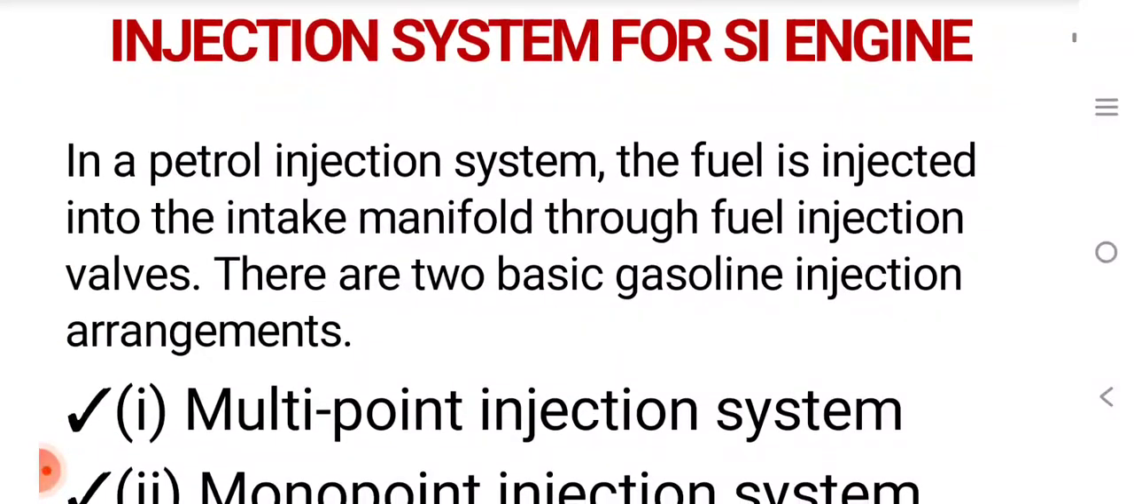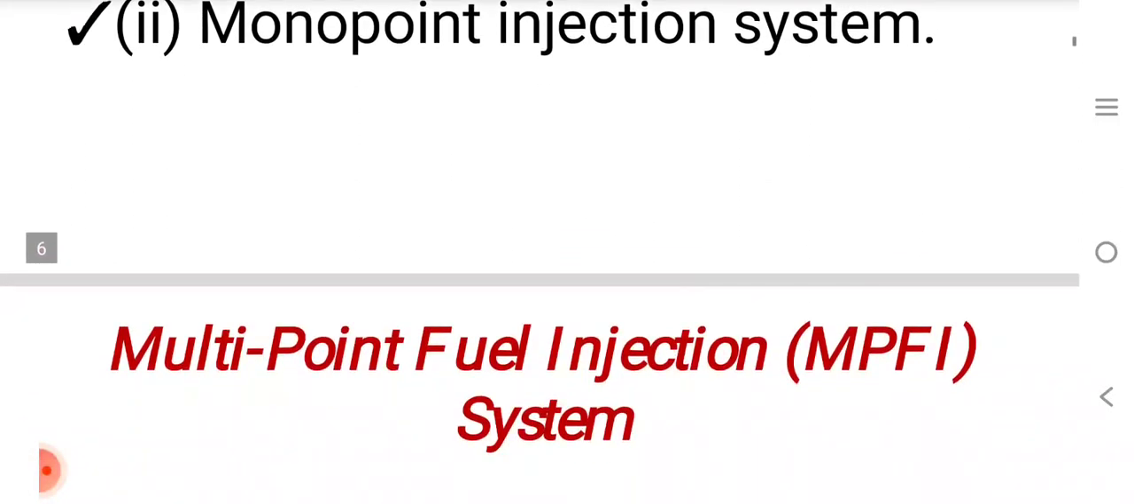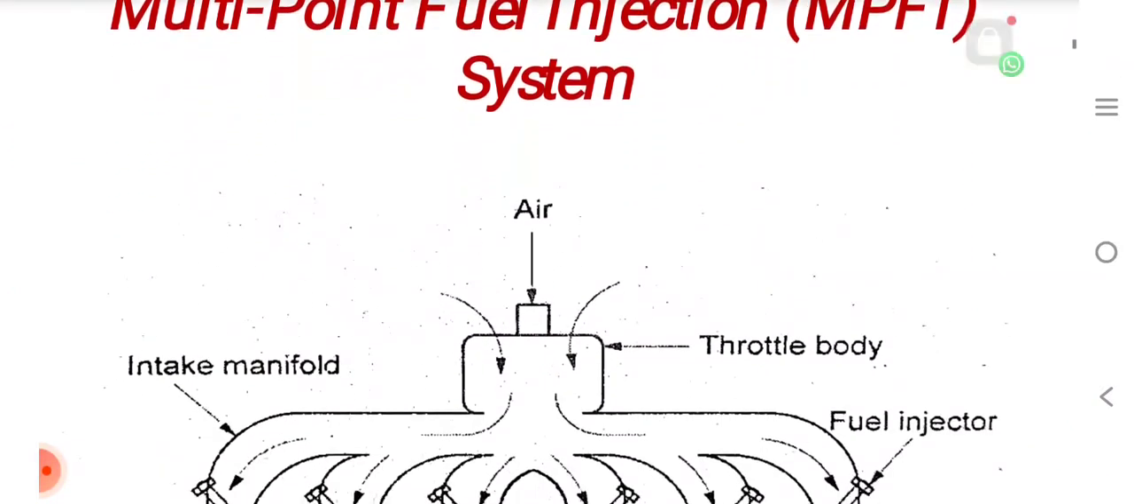The fuel is distributed throughout the combustion chamber for better mixing. Injection system for SI engine. In a petrol injection system, the fuel is injected into the intake manifold through fuel injection valves. There are two basic gasoline injection arrangements: monopoint injection system and multi-point injection system. First of all, we will discuss the multi-point fuel injection system.